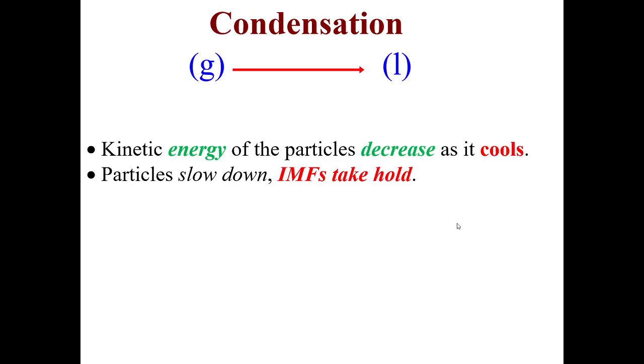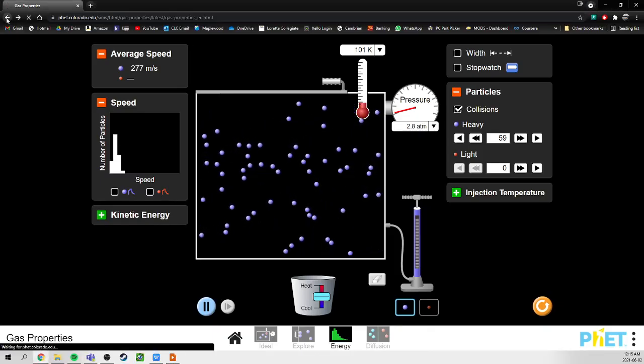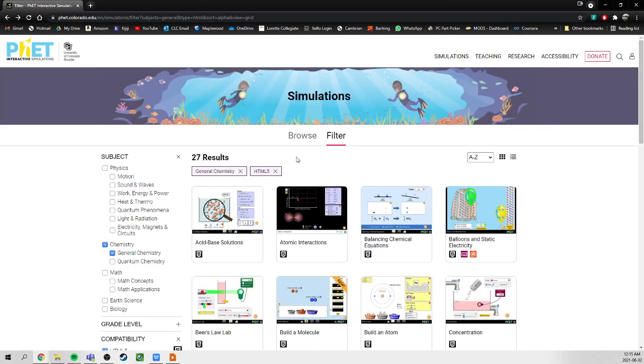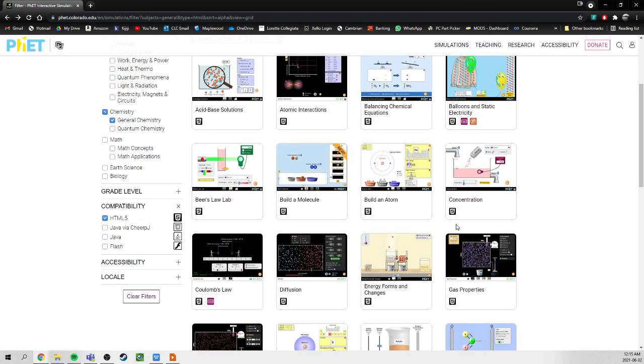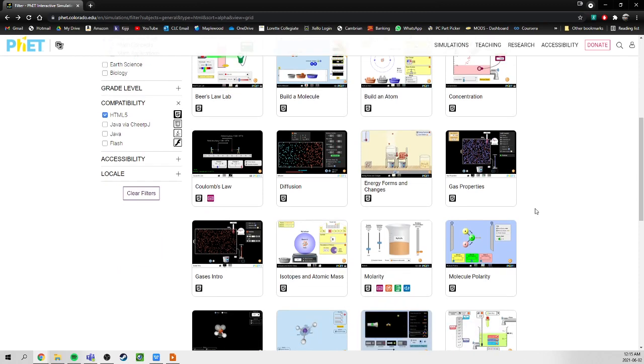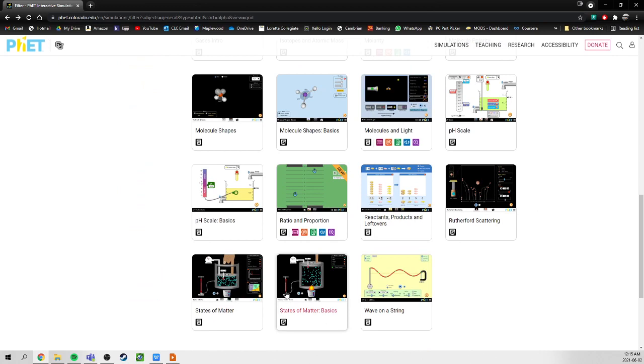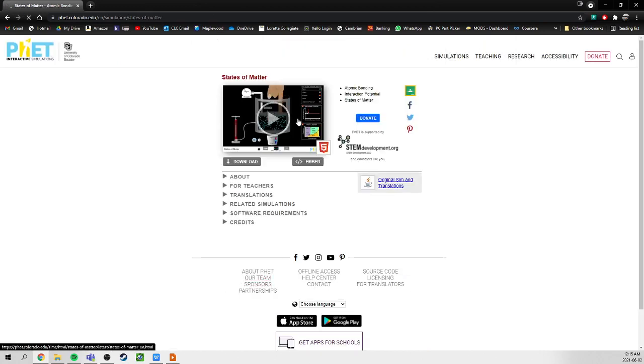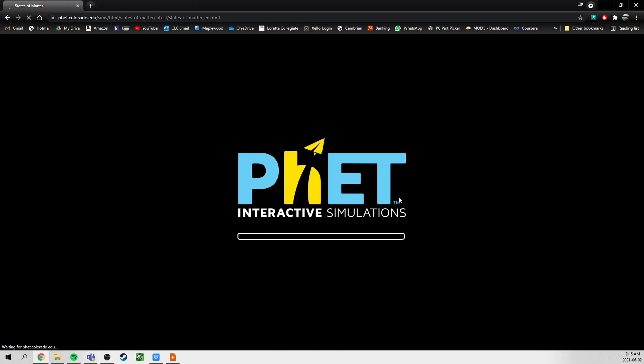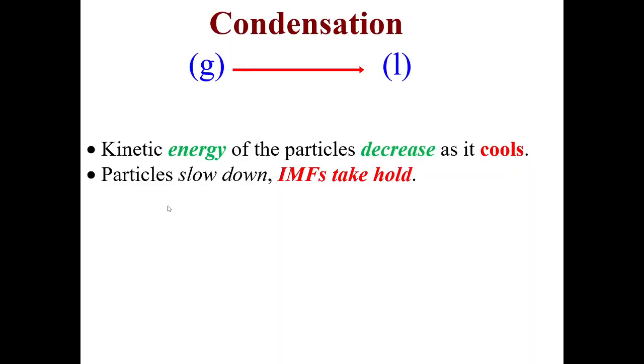And this demonstration doesn't show it. I think I have to go to a different simulation. I believe there's one that does show that. I'm trying to remember which one it is. Oh yeah, states of matter. Did I do this one with you guys? I can't remember. Man, you'd think my internet is crap today. Well, whatever. We'll come back to it.